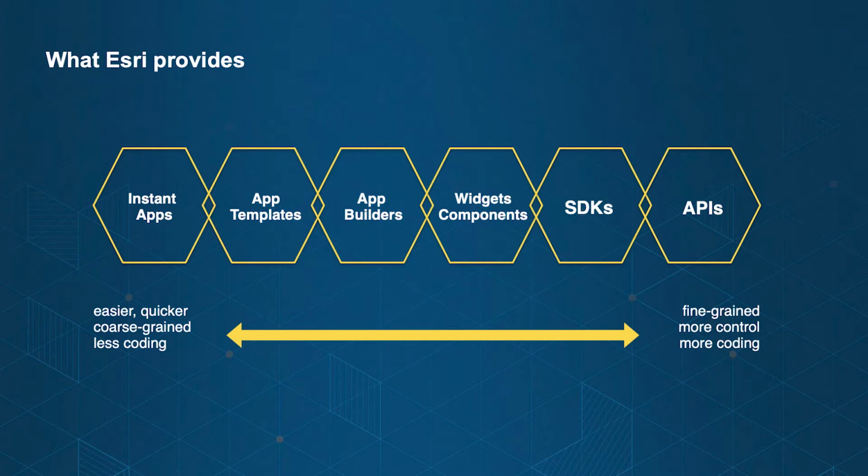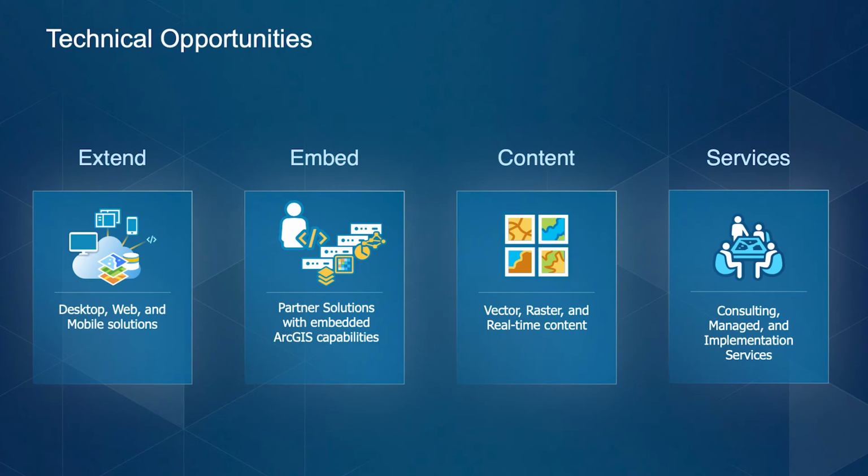Thomas? As a developer and partner of Esri, there are many technical opportunities available for you to build with ArcGIS. And we tend to talk about these opportunities in four main areas. The first is extend, and here you are extending ArcGIS products across desktop, web, and mobile applications. You're extending ArcGIS that a customer has deployed, and this could be ArcGIS Online, ArcGIS Enterprise, or some of our other products. But you're extending those products and selling your offering to those customers.